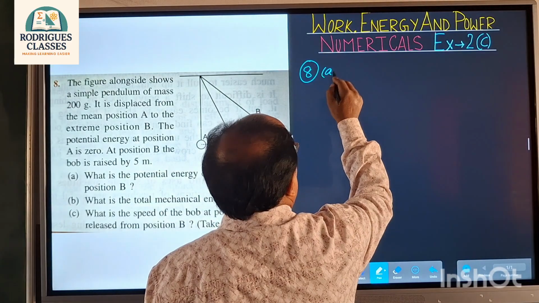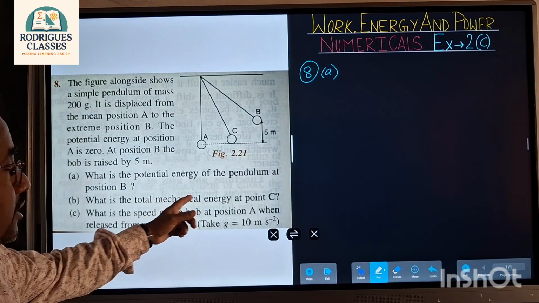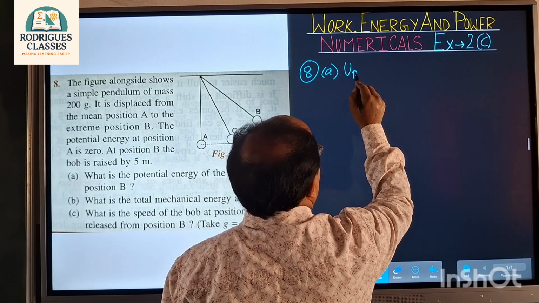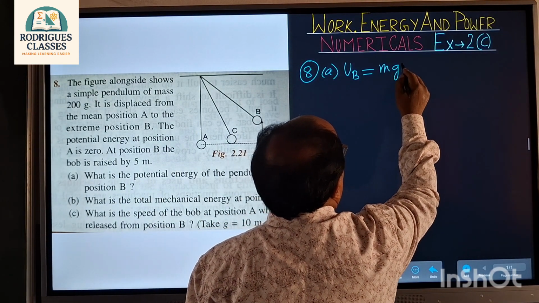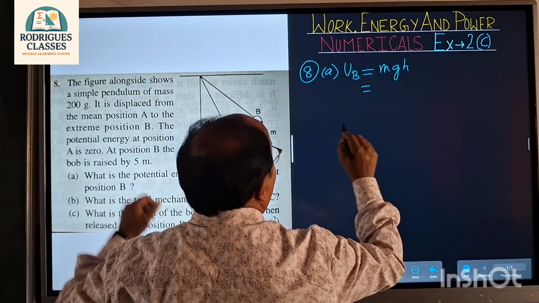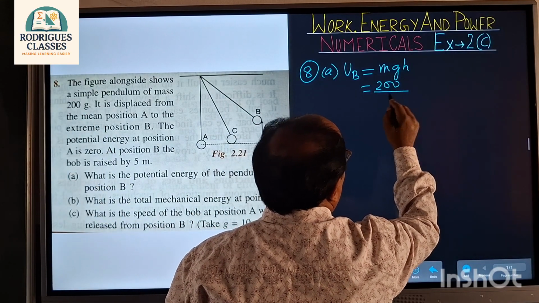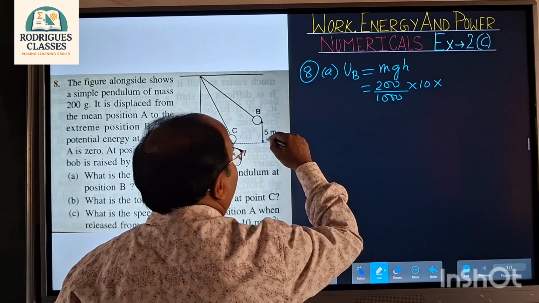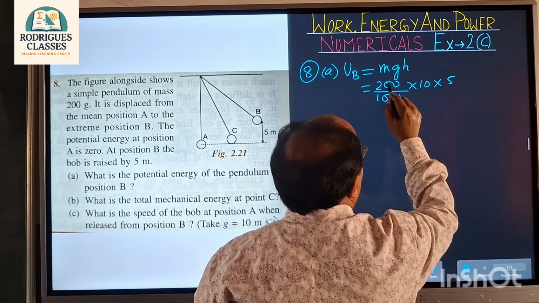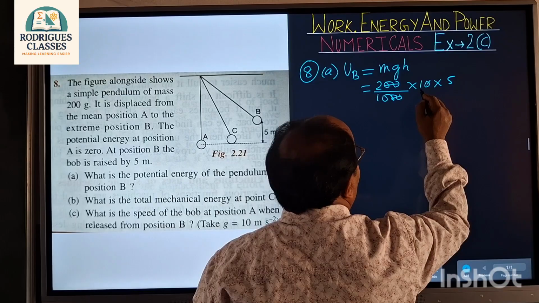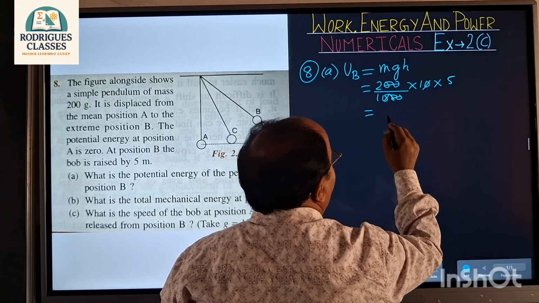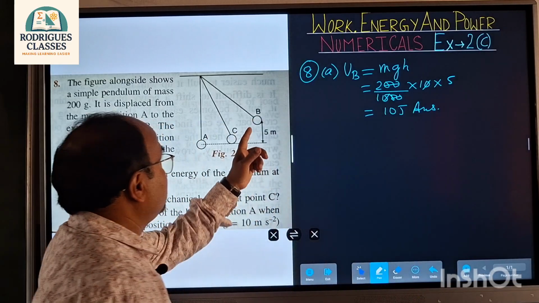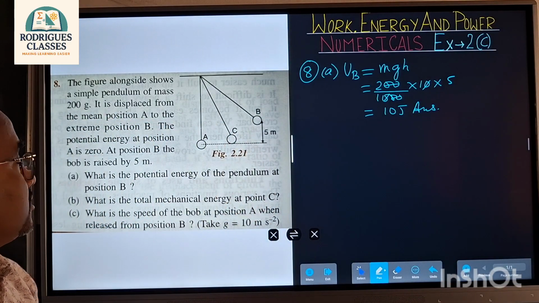So the A part tells us to find the potential energy of the pendulum at position B. So potential energy at B is mgh. M is 200 gram, so 200 by 1000 into g, which is 10, and the height here is 5. So 2 zeros, 2 from here, 1 cancelled, 2 fives are 10. So the potential energy at this extreme position B, we have got as 10 joule.